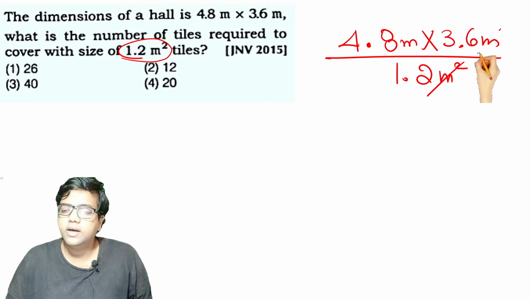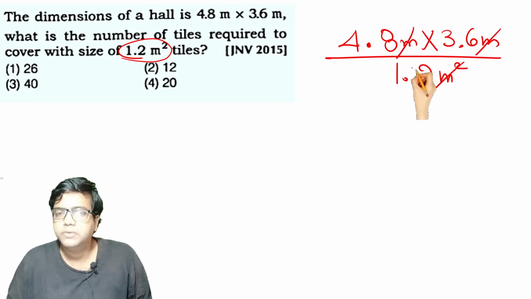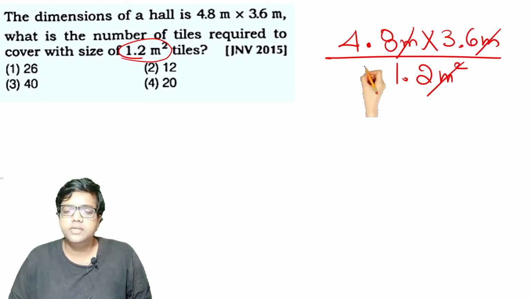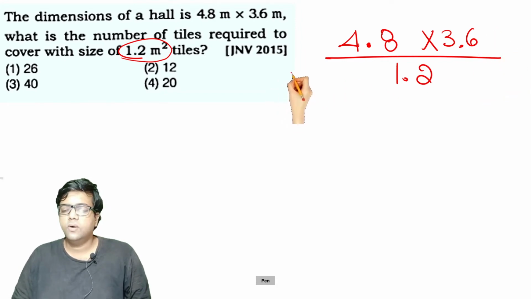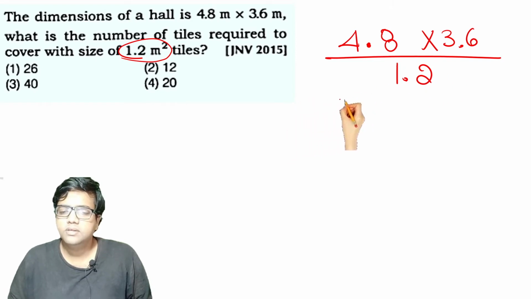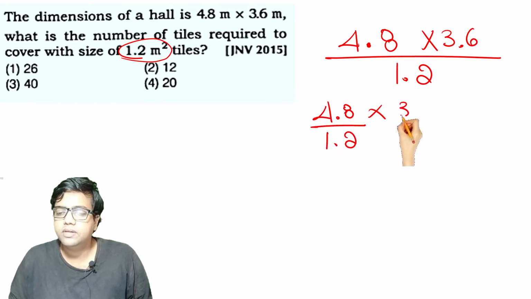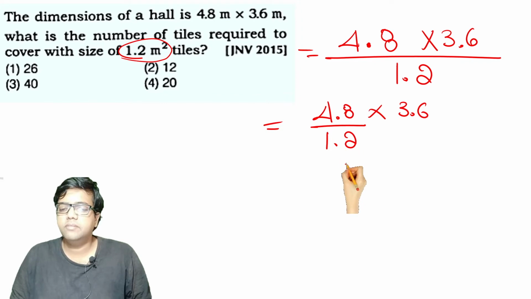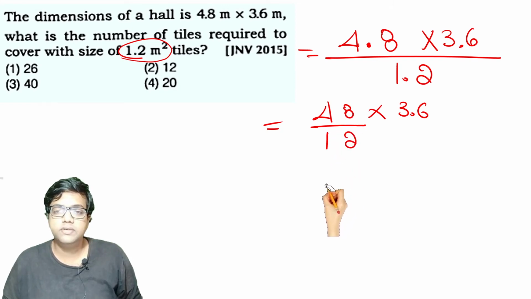So the meter square and meter will go away. There is no need to deal with these units because we are finding the number of tiles. After that we need to deal with this decimal part. So how to deal with this? This can be written as 4.8 by 1.2 into 3.6. One digit after the decimal point on the top and one digit after the decimal point on the bottom, so you don't have to worry, you can take it away.